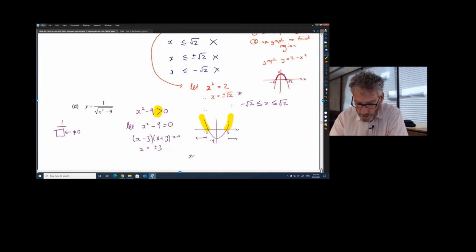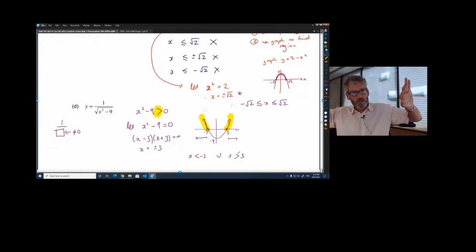So our final answer is going to be x less than -3, because I only want above the axis. I can't have it on the axis. Remember, it can't equal 0. So it's x less than -3 and it's x greater than +3. And again, notice 2 separate regions, 2 answers with a union in the middle. In the previous question, 1 continuous area, 1 continuous region in my answer.